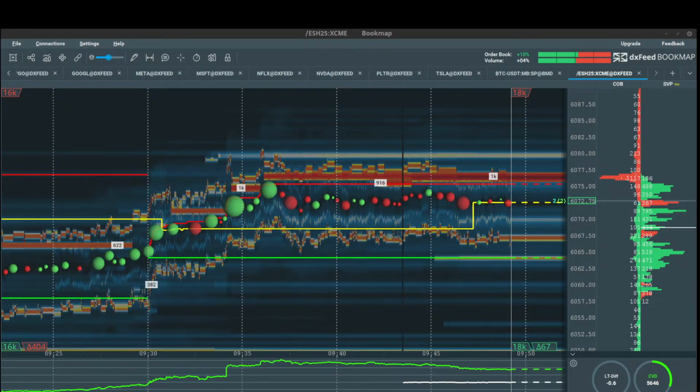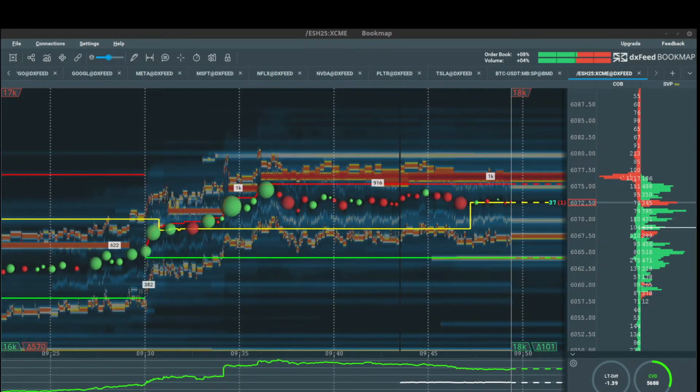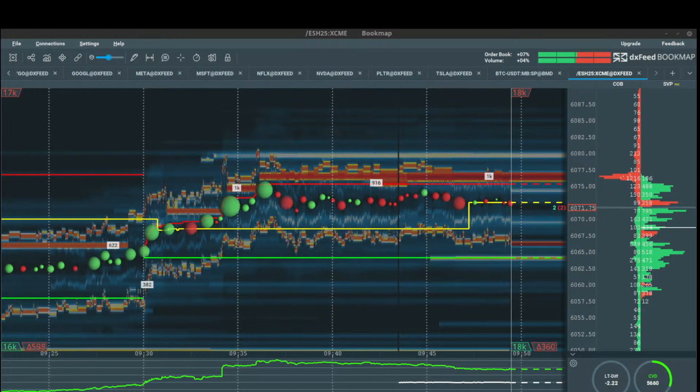There's 1,000 contracts sitting overhead there. That's the largest on the book. Part of it is the algo that follows price, but most of this is just the market giving you a sense that options really do weigh heavily on price discovery for the S&P 500.